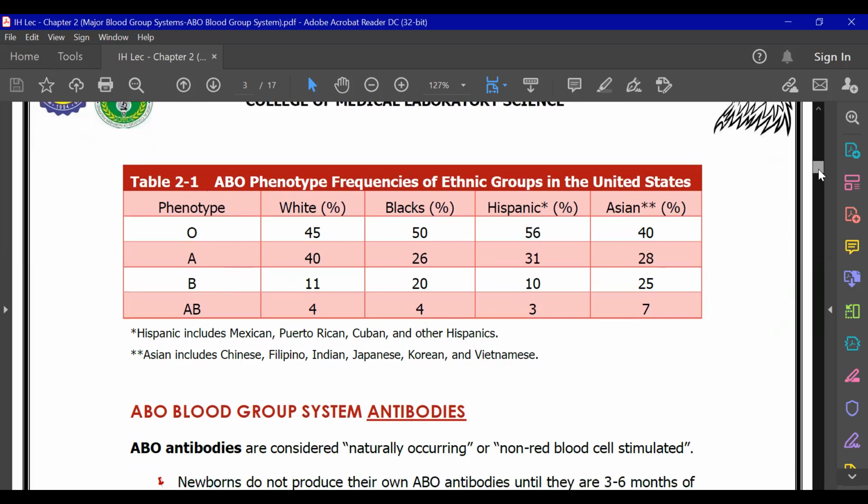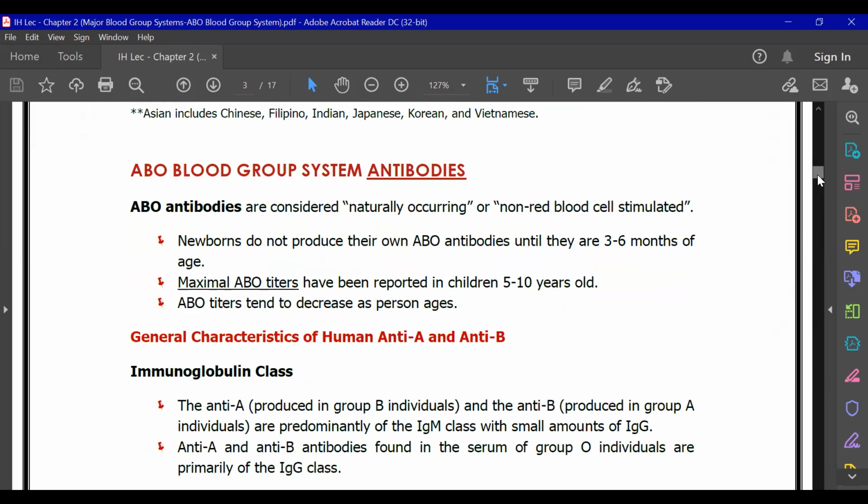So let's now talk about your ABO blood group system antibodies first, before the antigens. ABO antibodies are considered naturally occurring or non-red blood cell stimulated. Why? We explained this before. Anyone from the group who recalls? Why are your ABO antibodies considered naturally occurring antibodies? Why are they present without any exposure to red blood cell antigens? How are they produced in the serum or plasma of individuals? Anyone?